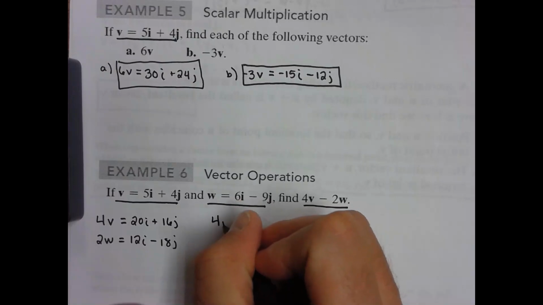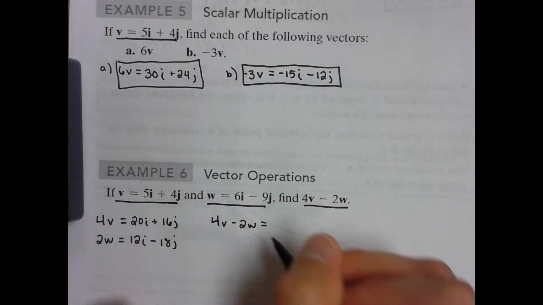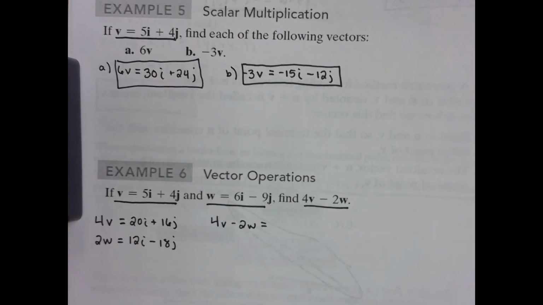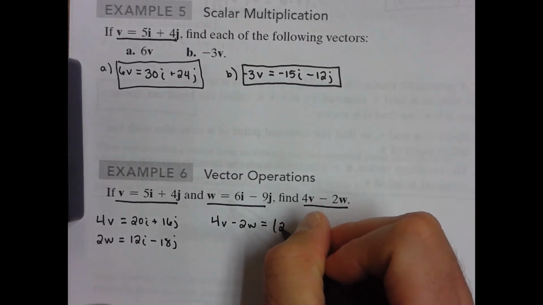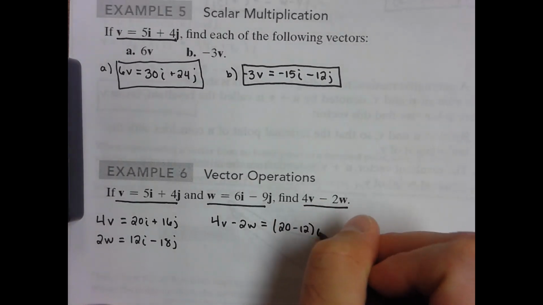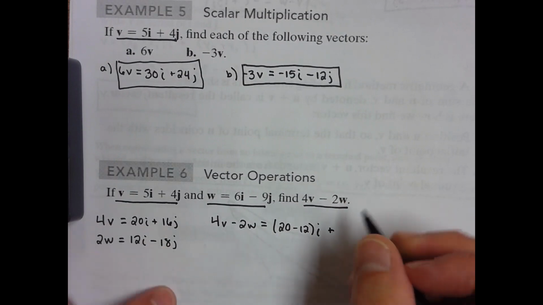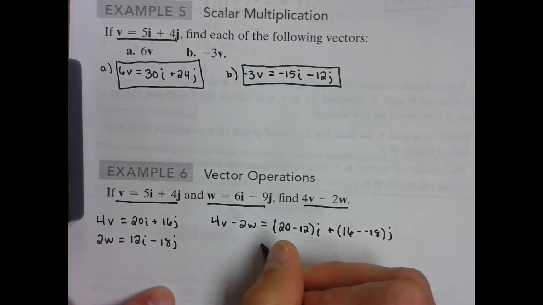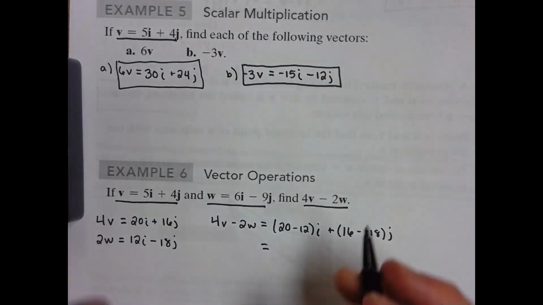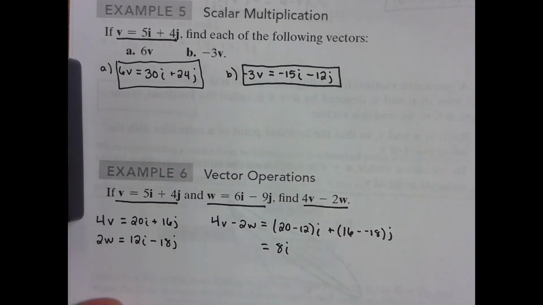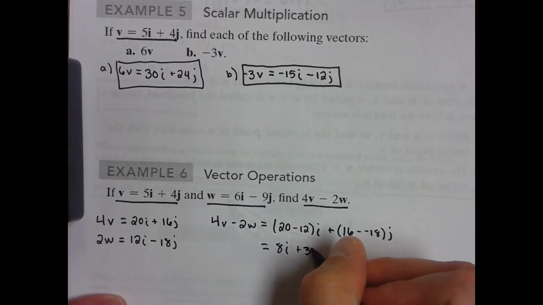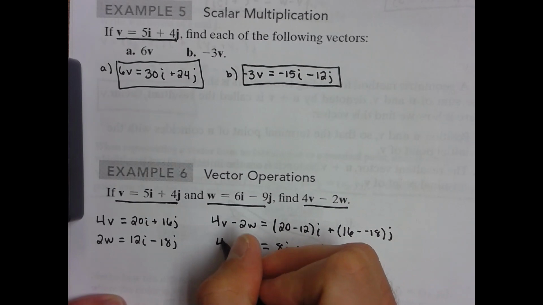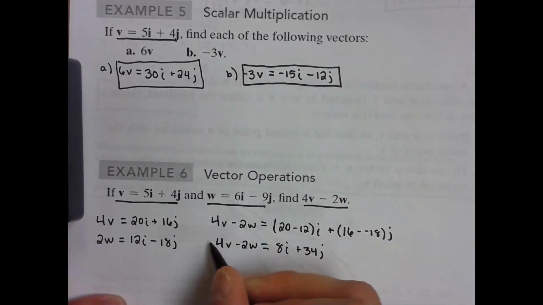And then 4v minus 2w. So now we'll just take these components and subtract them. So this would be 20 minus 12. That's our new i component. Plus 16 minus negative 18j. And now this just needs simplified, which is 8i. And then 16 minus negative 18, so we're really adding, that'd be 34j. So 8i plus 34j is 4v minus 2w.